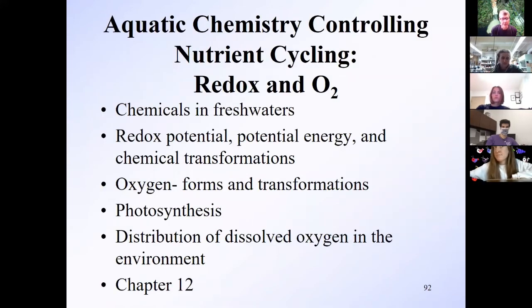So we'll talk about chemicals in general, and then redox potential energy, and chemical transformations. This is going to be a tricky one for y'all. It always is, so pay attention. Students think they've got it, but they are almost always confused. Then we'll talk about oxygen forms and transformations and photosynthesis. We'll leave the respiration till the next chapter when we're talking about carbon, and we'll talk about how oxygen is distributed in the environment.